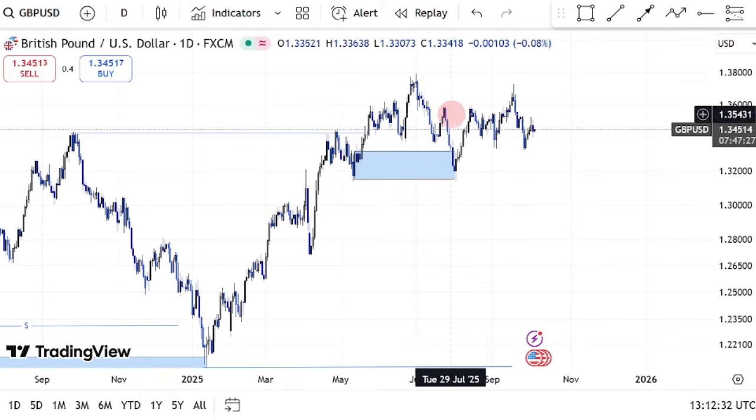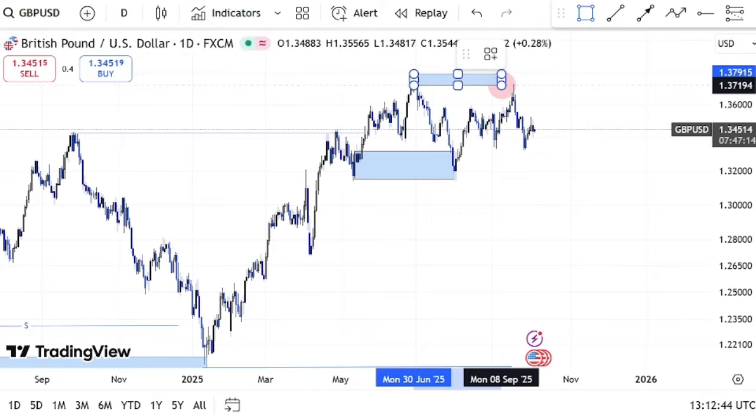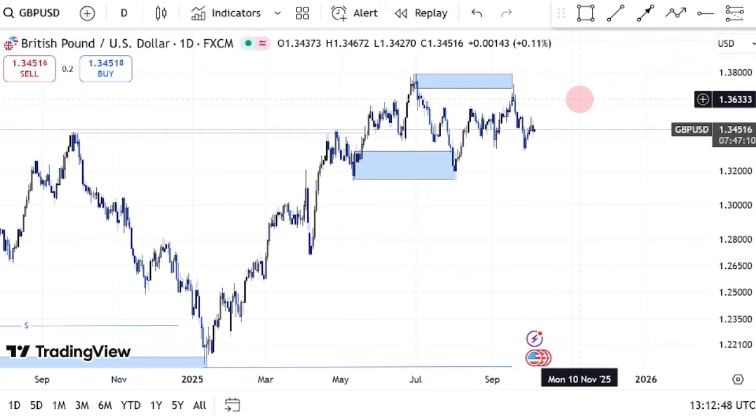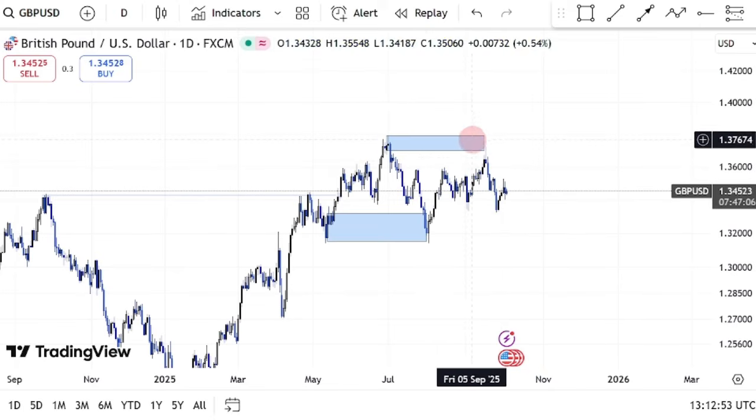So on the daily, you can see that price has tapped into this, cleared this high, and tapped into this zone. Price has currently tapped into this supply zone here. You can see on the daily, price has tapped into this zone. We've not gone down to the 4 hours, we've not gone down to the 1 hour. Here we're still on the daily time frame. So on the daily, price has tapped into this zone.